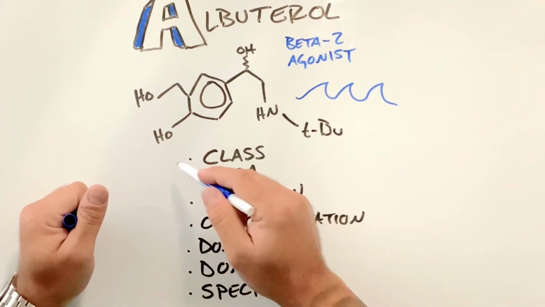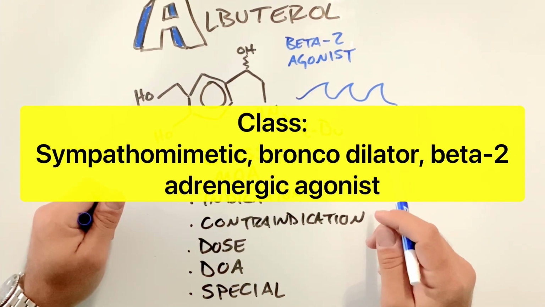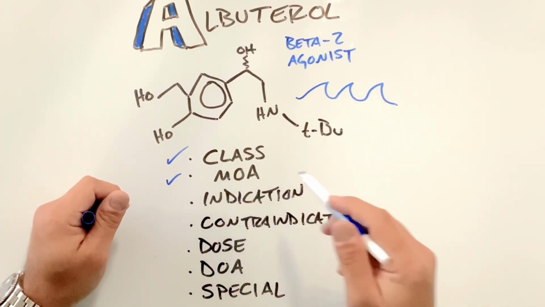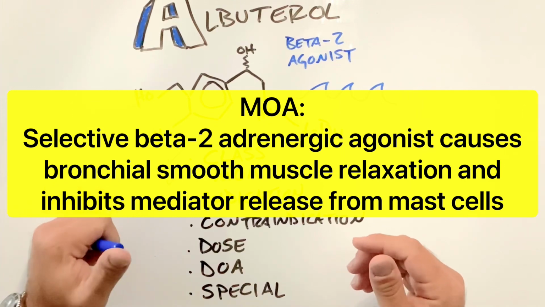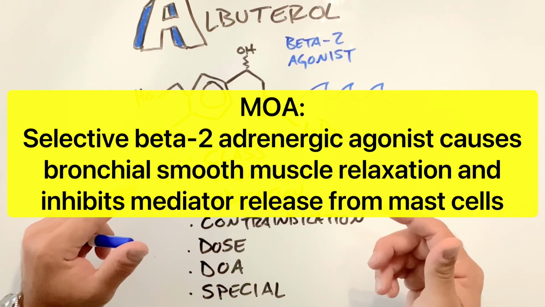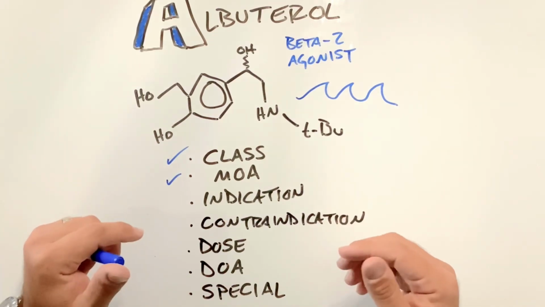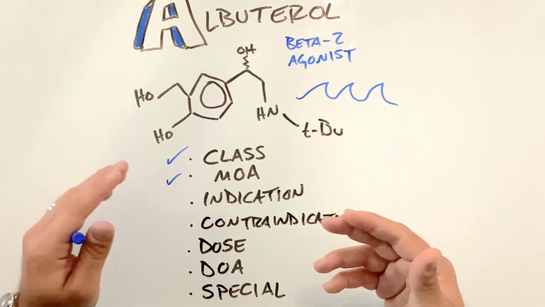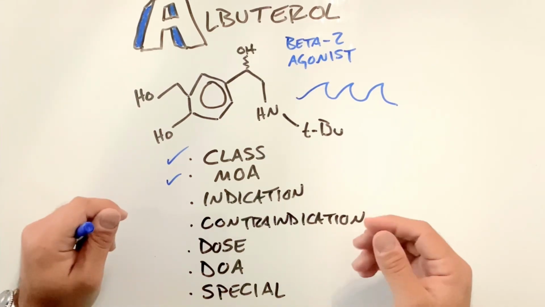Let's talk about the class real quick. Albuterol is a sympathomimetic, a bronchodilator, and a short-acting beta-2 adrenergic agonist. For the mechanism of action, when we deliver this medication nebulized, or they use an inhaler, the beta-2 adrenergic agonist causes bronchial smooth muscle relaxation and inhibits mediator release from the mast cells. We want to relax that muscle and open up the bronchioles to allow ventilation, respiration, and good gas exchange, getting air in and out and providing that gas exchange between O2 and CO2.